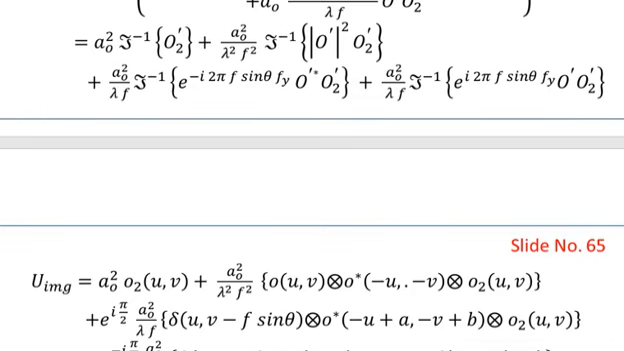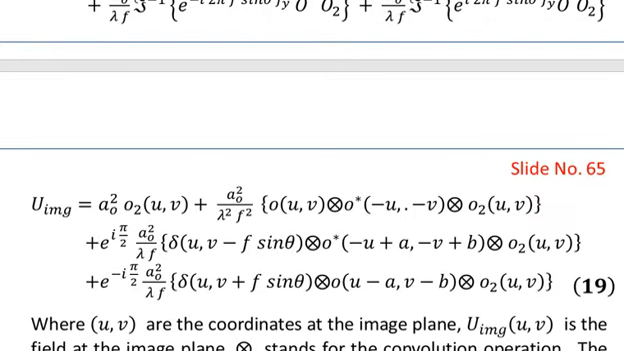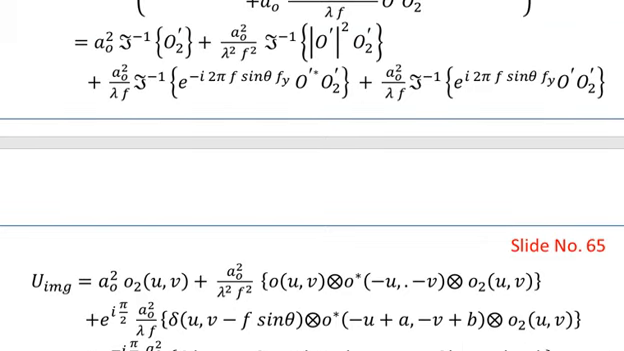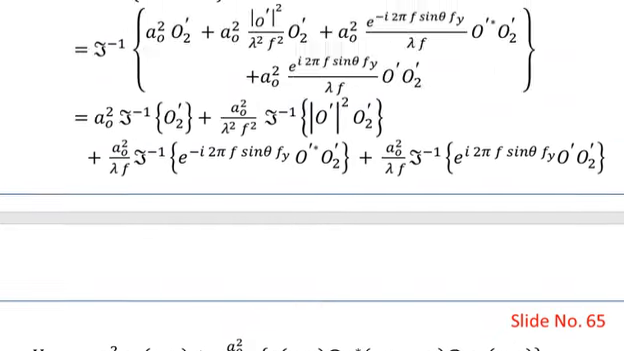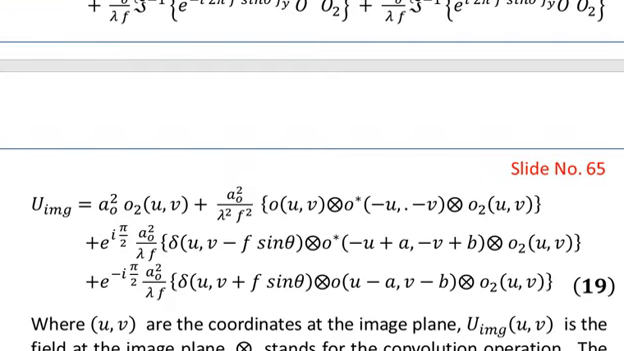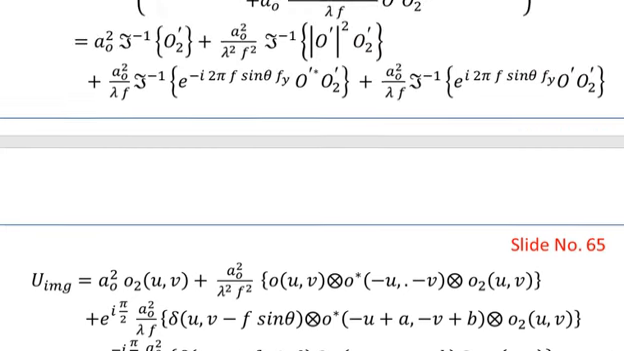The third term involves three terms: e to the power minus iota, that is the exponent terms, then O prime conjugate terms, then O2 prime. So it means that we have three convolution terms over here. The first convolution term, that is the exponential, will be replaced by the delta function, which is delta of u comma v minus f sine of theta. The second term over here, O prime modulate, O prime conjugate, will be replaced by O conjugate within the parenthesis. We have minus u plus a comma minus v plus b.